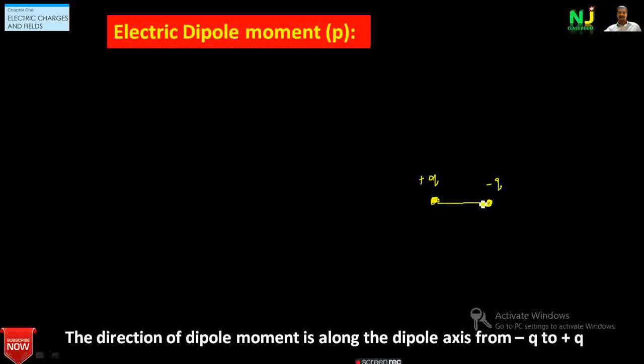The distance between them is equal to 2a. Now if you consider any one of the charges as q and the distance between the two point charges as 2a, if you take the product, that is q into 2a, that gives the electric dipole moment.